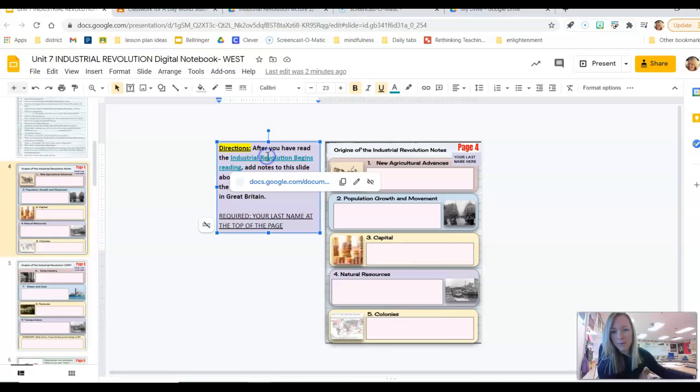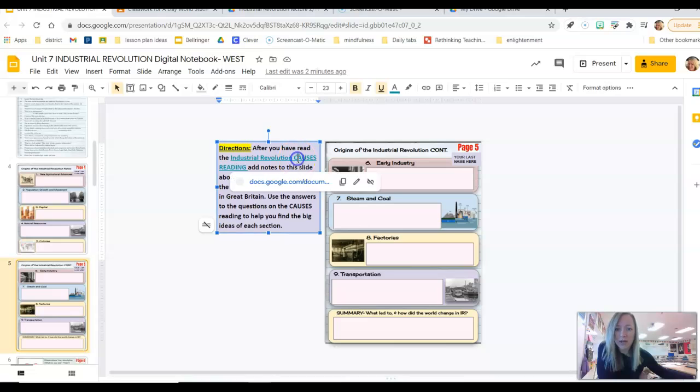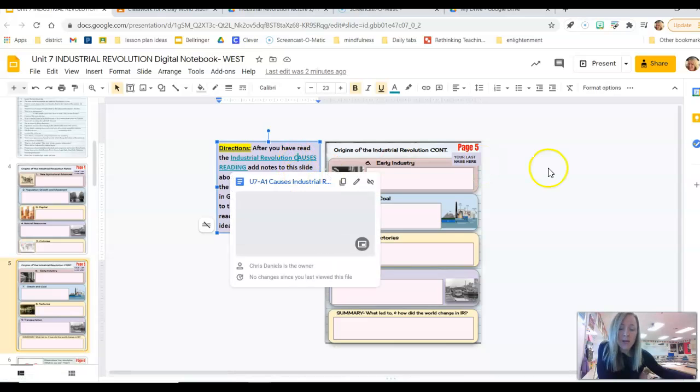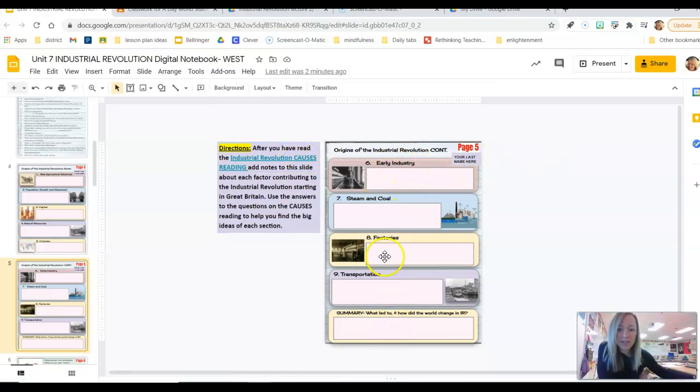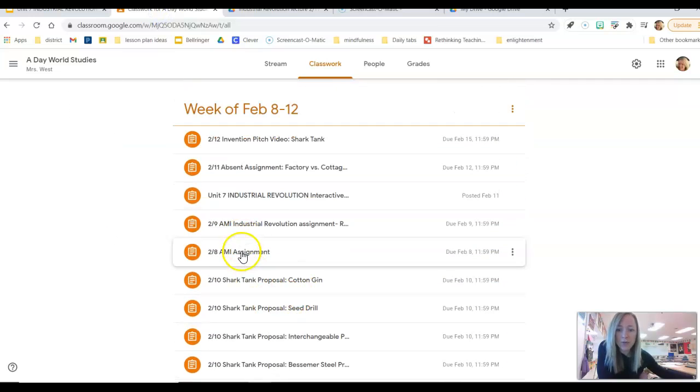This one, you read about the Industrial Revolution beginning, and you took information from this, and you summarized the 5 reasons that the Industrial Revolution begins in Great Britain. This one, you took the Industrial Revolution causes reading, and you looked at the causes for the Industrial Revolution and the factors contributing to it starting, and then you wrote a summary at the bottom. If you have not yet done this, do it. In your classwork, go down to your 2.8 and 2.9 assignment and make sure that you have completed those.